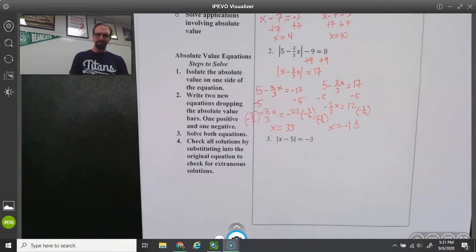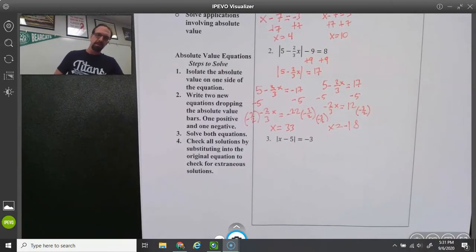For number 3, as we go through and do this, I see a lot of students just jump in and start following procedures and not really thinking about what's going on here. Well, what does absolute value mean? Absolute value means distance, and so I'm saying the distance of this is negative. Can the distance be negative? Is that even possible? Can we have a negative distance? And the answer is no, you can't have negative distance.